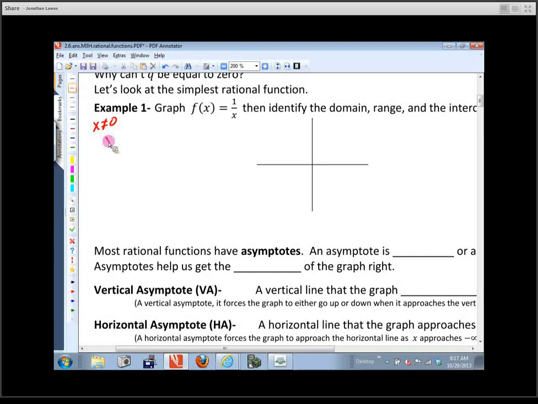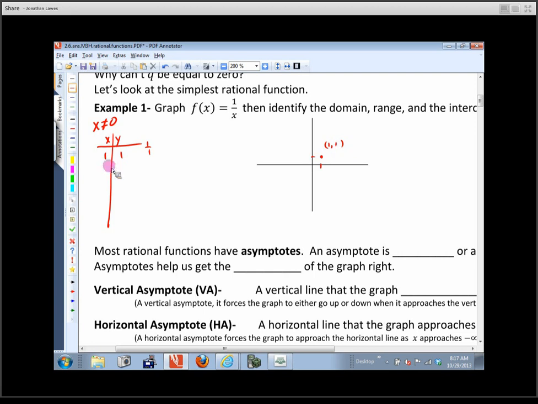So I'm going to make an XY table, and we're going to pick some numbers to plug in. Let's plug in some fairly easy positive ones to start off with. If I plug in a 1, I get 1 over 1, which is 1. So I have a point on the graph right here. 1, 1 is on the graph. I'm going to label that, because that tends to be an important point.